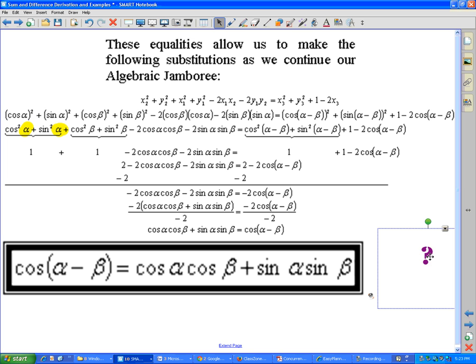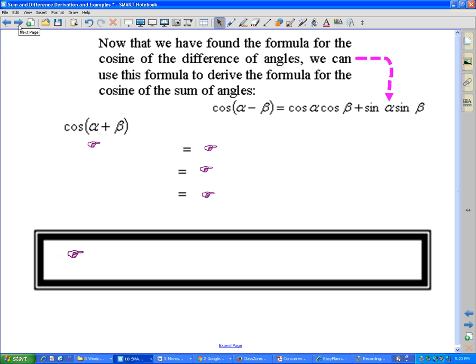Now, where do we go from there? Well, we're going to go some other places really quickly. Now that we know that cosine of alpha subtract beta is cosine alpha cosine beta plus sine alpha sine beta, we can get a little tricky here and rewrite cosine of alpha plus beta, which we don't know yet. We don't know this formula yet, right? But I do know the difference formula, so I'm going to rewrite the addition as a difference. Look at that. Okay, now I can just go ahead and plug alpha and negative beta into this formula now.